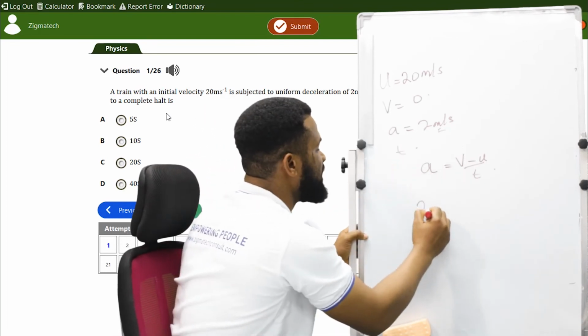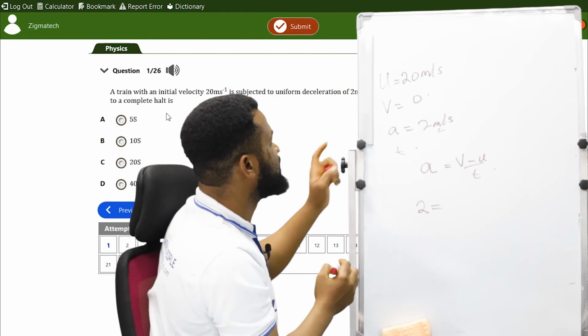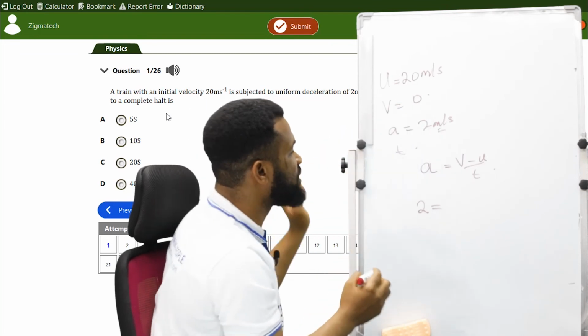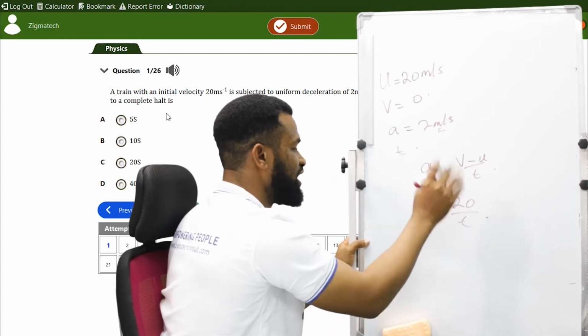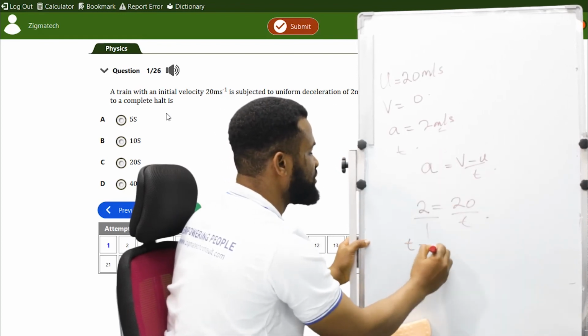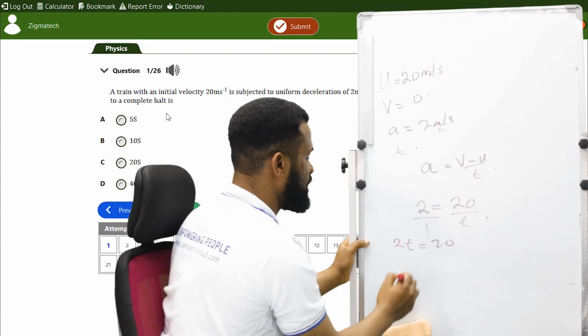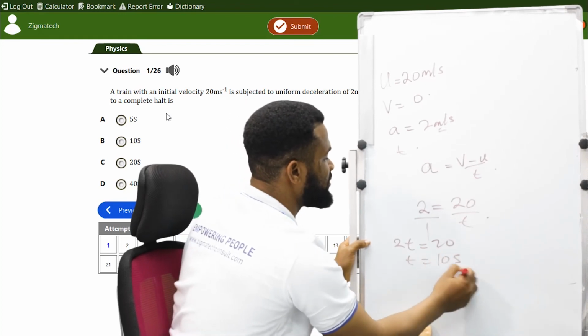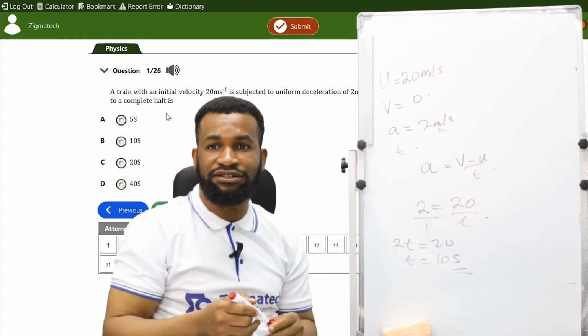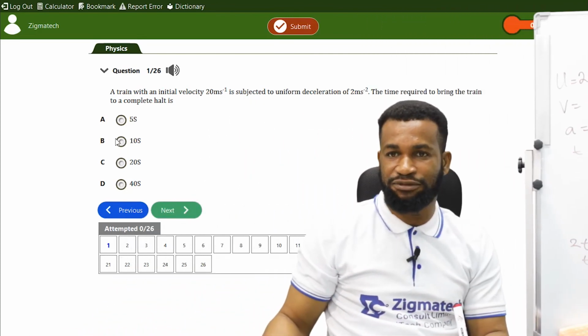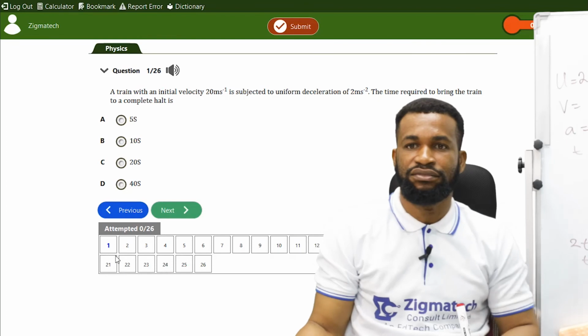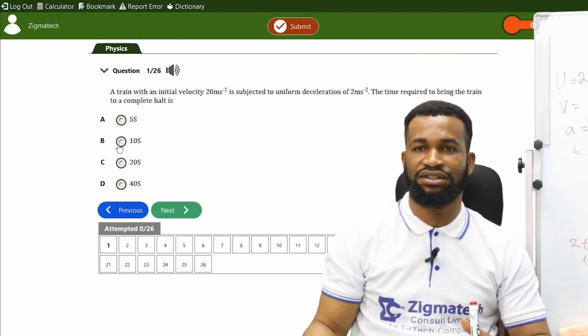2 is going to be my a, which is going to be this. And final velocity minus initial velocity is going to be 20 all over t. If I clear this fraction, I'm going to have that t is going to be 10 seconds. So it took 10 seconds for the body to come to a halt, and the option there is B. And that is option B on this one.